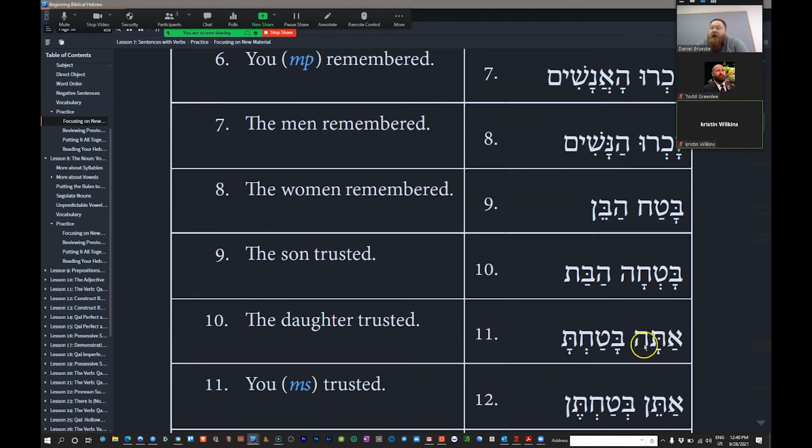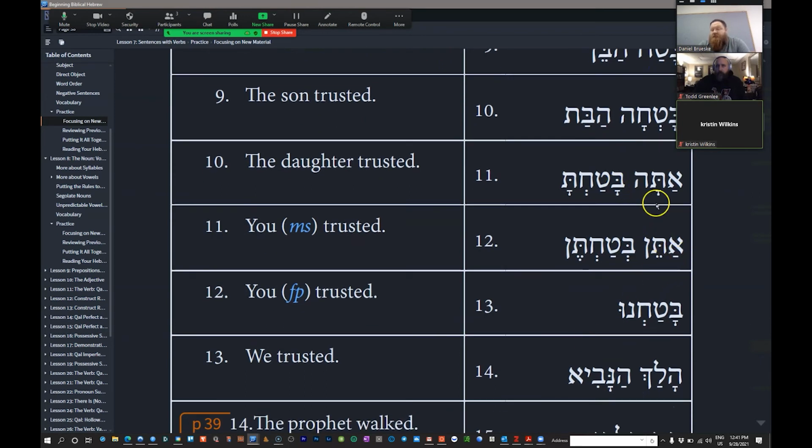Number 11, we have ata, batachta. So ata is the "you" pronoun, masculine singular, but we've got the 2ms form, so that agrees. Here, ata is unnecessary because it's just a pronoun and it's already implied by the verbal form. But not only is it unnecessary, it's also fronted. We usually expect the subject after the verb in typical Hebrew word order. So that would tell me that there's probably some sort of emphasis here on "you trusted." Then number 12, we've got atten, so same thing, it's just now feminine plural, and so we switch the verb form to the feminine plural, still second person. Number 13, batachnu, this is the 1cp form. We have no subject to worry about, and so we just say "we trusted."